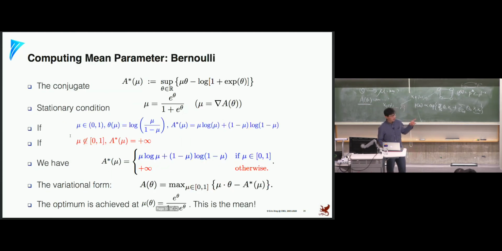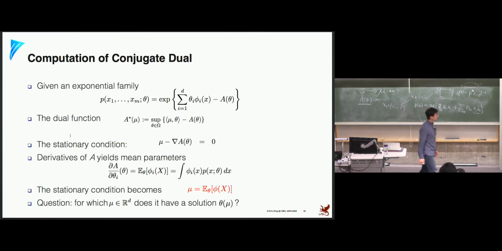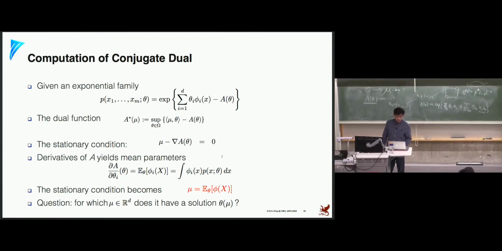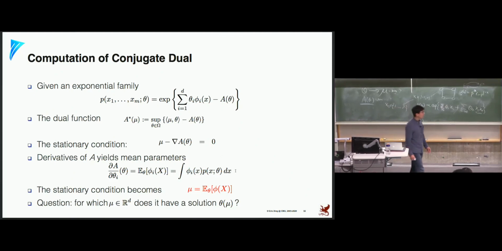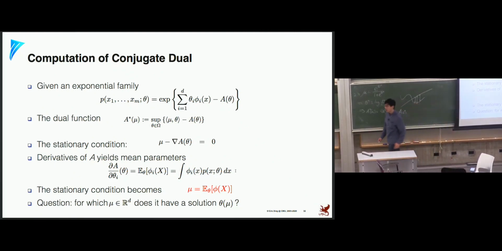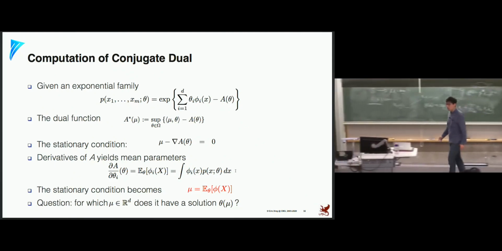So in the last slide, we've seen this for Bernoulli, but in general, the process is, as I said, we try to write down the dual function, and in order to represent the dual function, the optimal theta should satisfy this stationary condition. This stationary condition, if you write it out differently, is just going to be this mean constraint. So if you write down the stationary condition of the right-hand side, then what is it going to be?